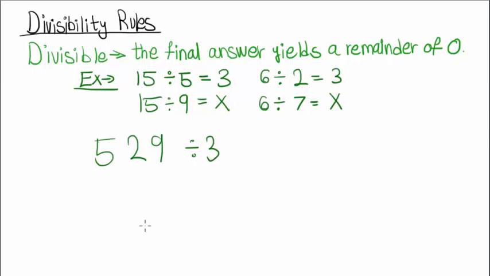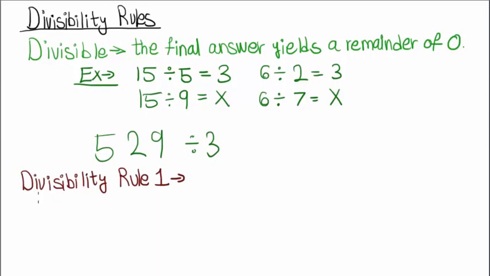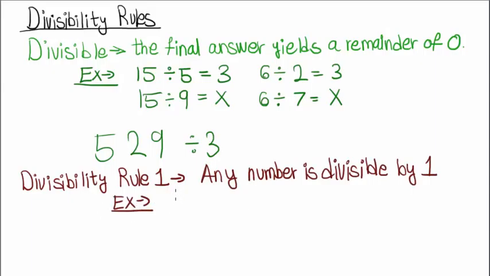So now let's go over a few divisibility rules. One of the simplest divisibility rules is that of the number 1. Any whole number, or basically any number out there, is indeed divisible by the number 1. For example, if I have something such as 529 divided by 1, I will not get a decimal answer. I will get my answer as 529.